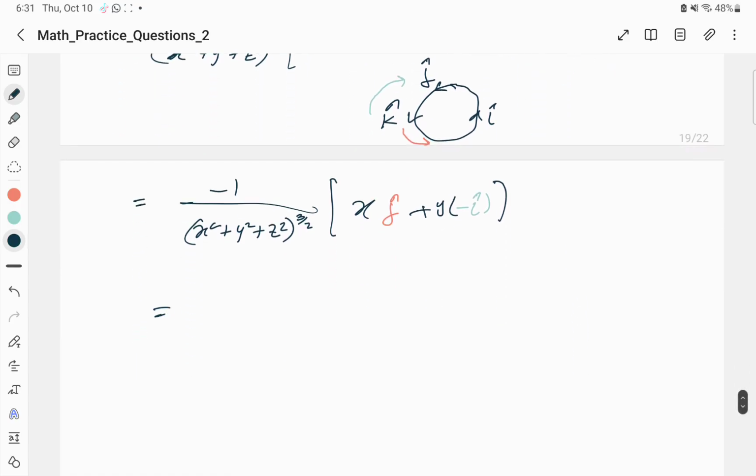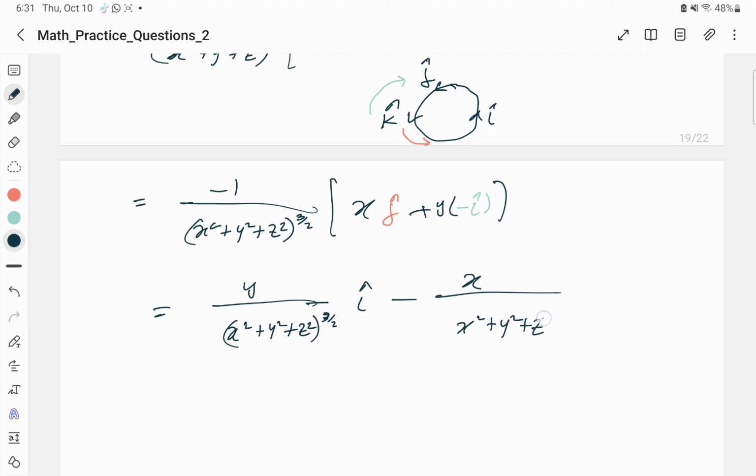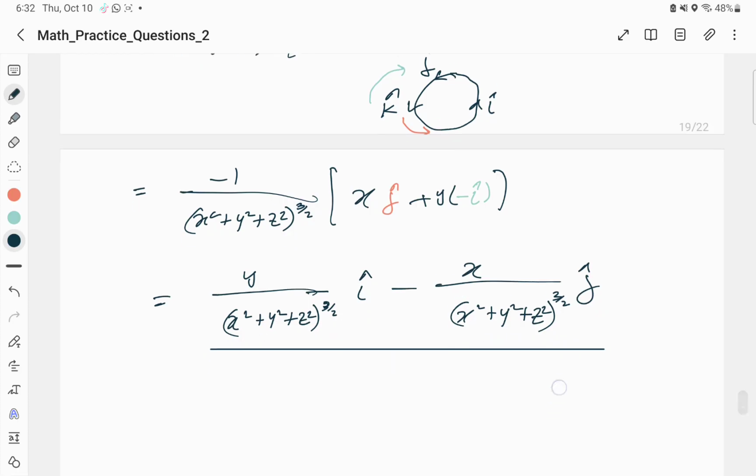Let's simplify it further. Let's write the i component first. It will become y over (x square plus y square plus z square) to the power 3 by 2, i, and then negative x over (x square plus y square plus z square) to the power 3 by 2, and this will be the j component. This is the answer of question 4 part D.